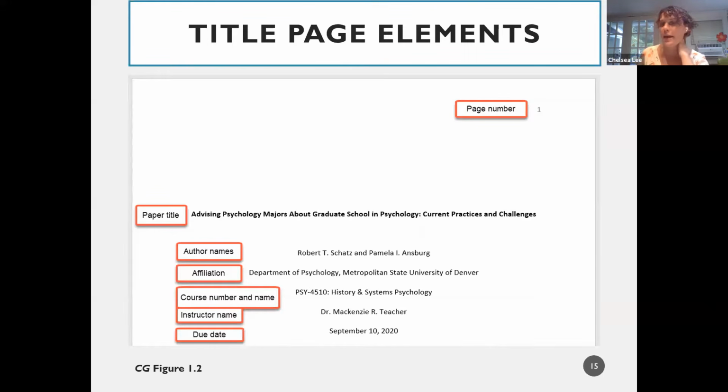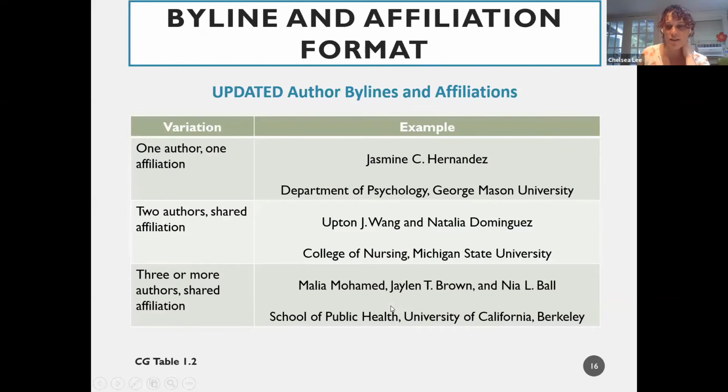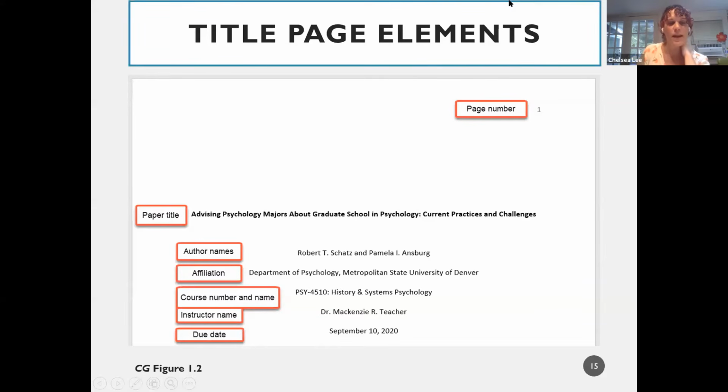So here you can see the page number, the paper title, the author name, their affiliation, the course number and name, the instructor name, and the due date. For the due date, we recommend that you use whatever date format is used in your country. For example, in the United States, we say September 10th. If you write 10 September 2020, that's also fine. And likewise, for the course number, name, and instructor name, you should use the information that's on your class syllabus or your instructional materials.